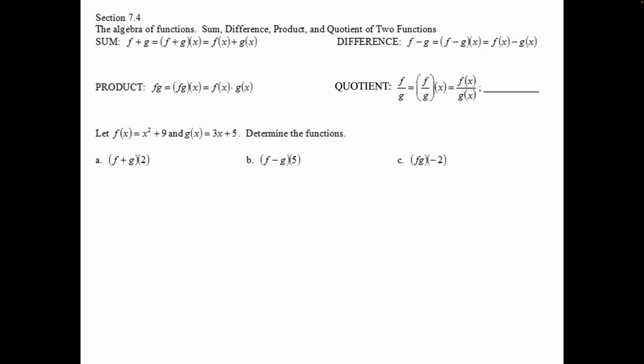We're going to look at the algebra of functions: sum, difference, product, and quotient of two functions. In other words, we're going to add two functions together. Here's our notation: f plus g, which could be just the function names, (f plus g)(x), or f of x plus g of x. This is the one I like to use primarily. I will shortcut to here.